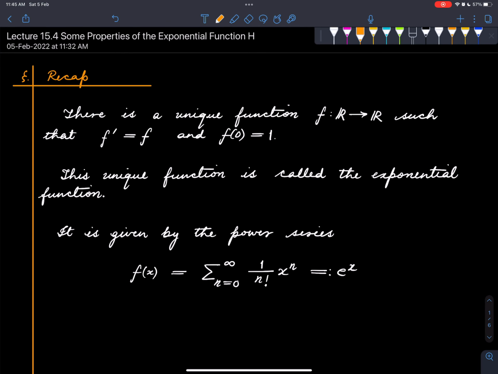Welcome to this lecture in the ongoing series of lectures in real analysis. Last time we defined the exponential function and proved that it exists. In this lecture we'll be looking at some basic properties of the exponential function.